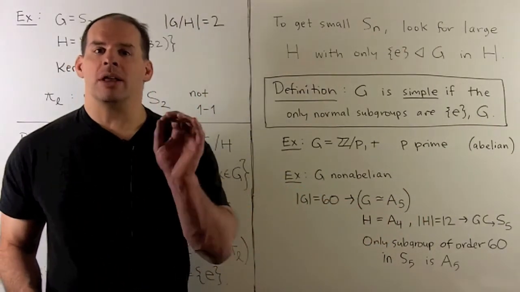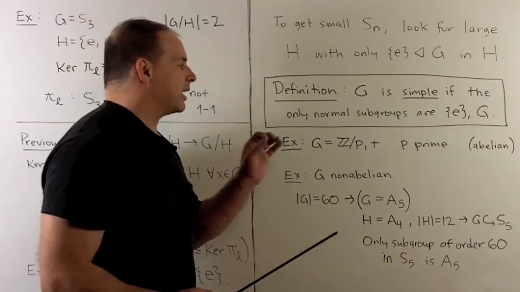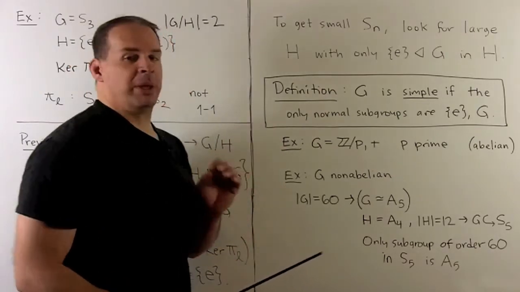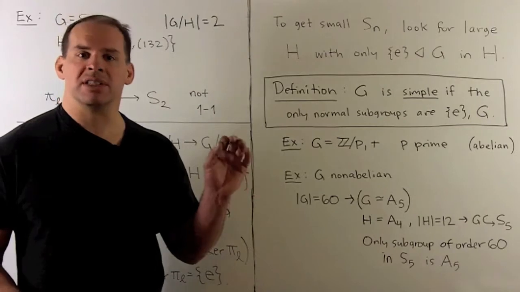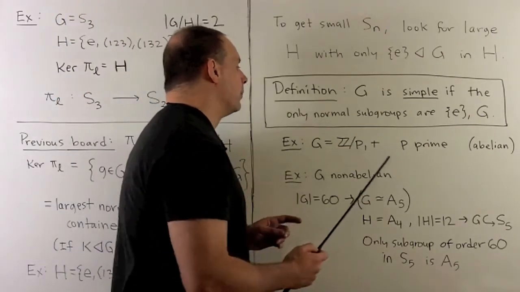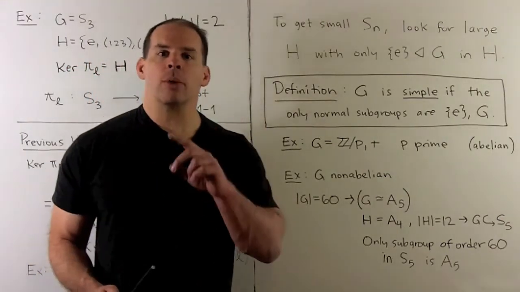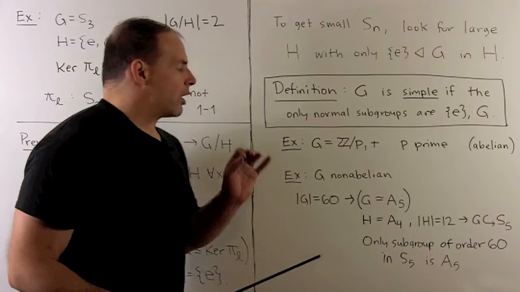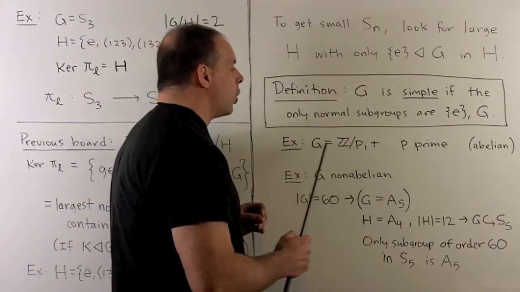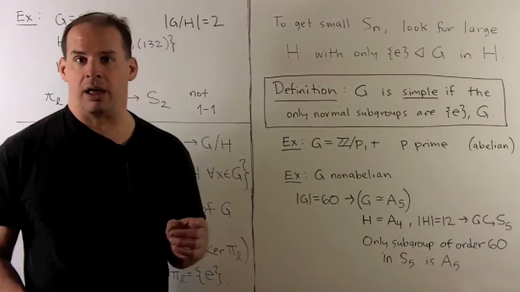We've only seen one class of simple groups so far, when they're abelian. In that case, the group that's abelian and simple is isomorphic to Z mod P, where P is a prime. Now, if we have an abelian group, every subgroup is normal. So if I arrange for P to be a prime, that's the only way we can have no subgroups other than the identity and the group itself.